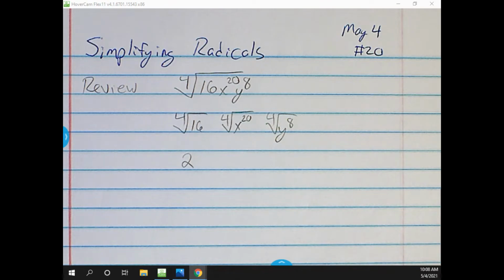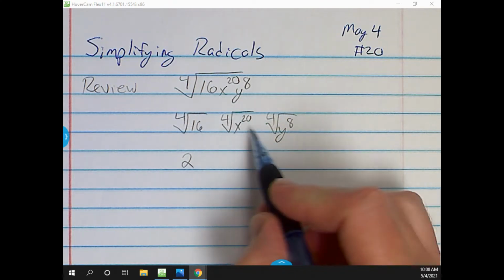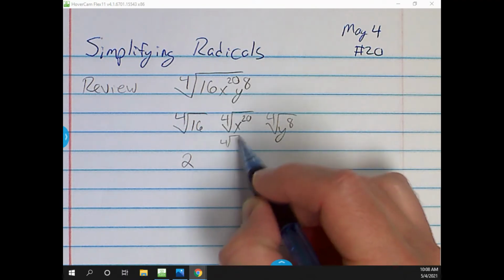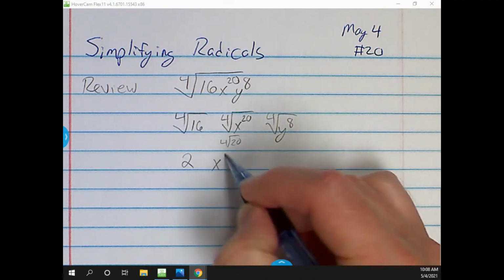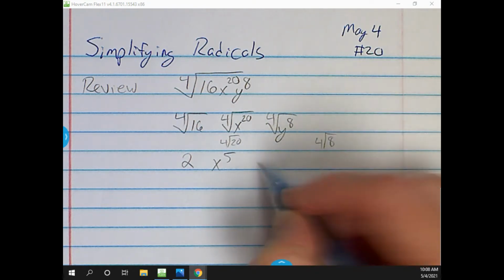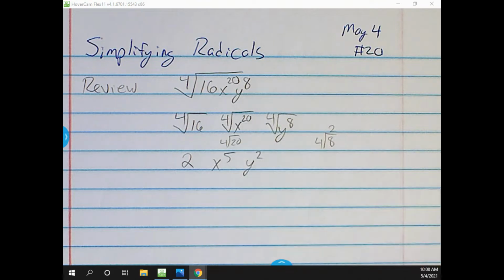With the variables, we take the index, 4, and divide it into the power. We take 4 and divide it into 20, which goes 5 times, so that would be x to the 5th. For this one, we take 4 and divide it into 8. It goes 2 times, so that would be y to the 2nd.